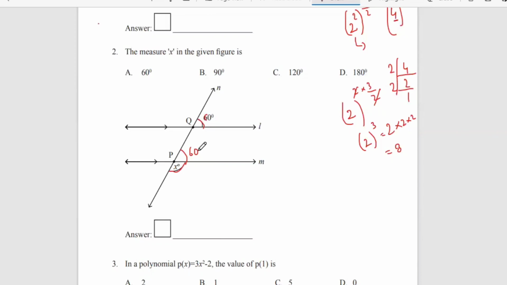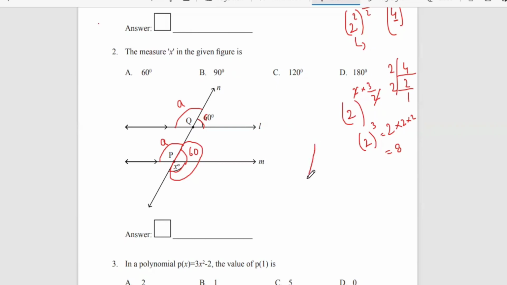What does the corresponding angle property say? Corresponding angles are angles lying on the same side, and they are equal. If by chance this angle is a variable A, then this angle will also be represented as A itself because they are on the same side, so I can use the corresponding angle property. The same way I have used it here, 60 and 60, and these two, x and 60, are lying on a straight line.